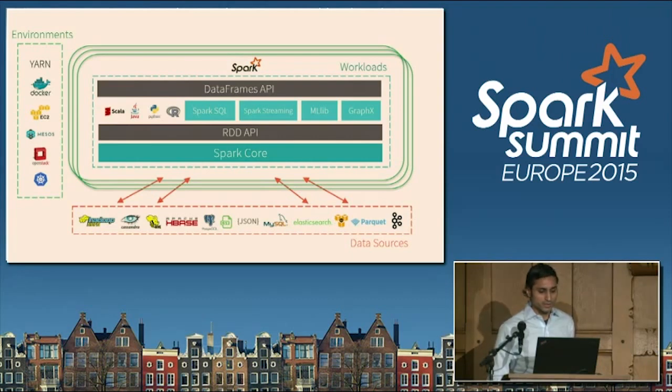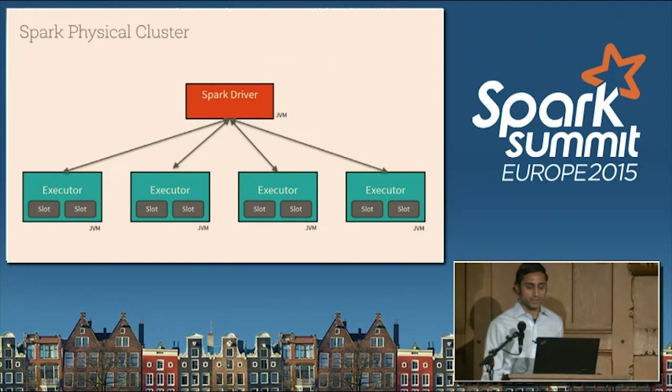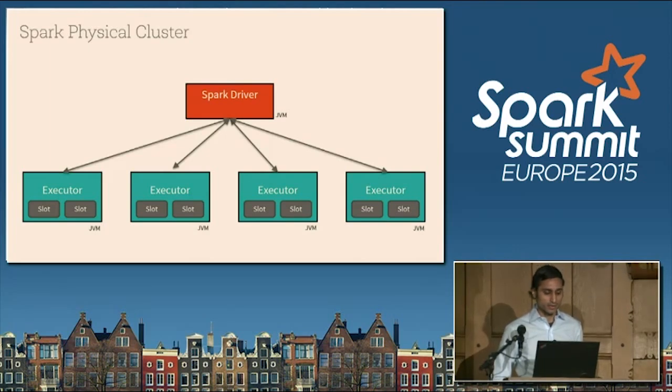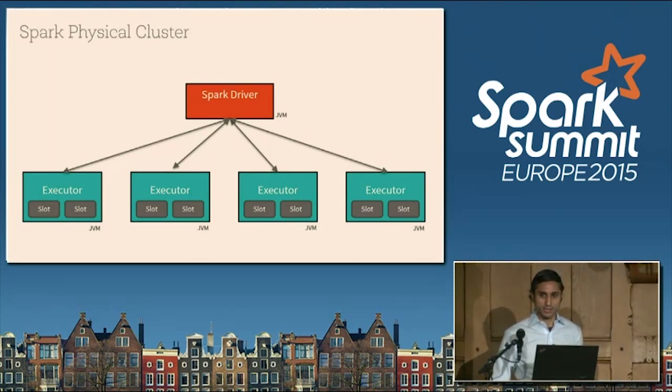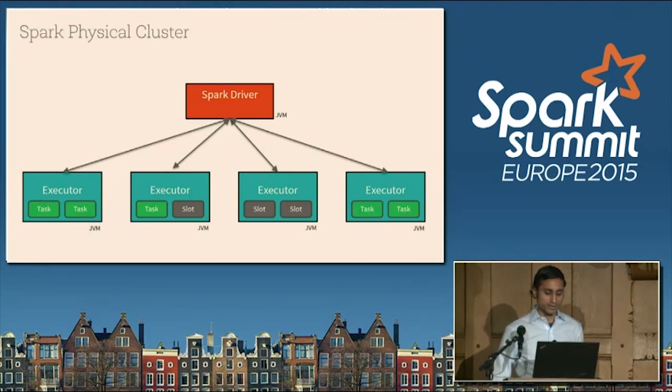So what does a Spark physical cluster look like? Well, Spark is made of a bunch of JVMs. There's a driver JVM that you can think of kind of like the brain of your cluster. That's where the command control center of Spark is. And then there are a bunch of executor JVMs that live out on your worker nodes. And you can see that the executor JVMs have slots on them, and on those slots, tasks can run. And this is how you distribute the computation.